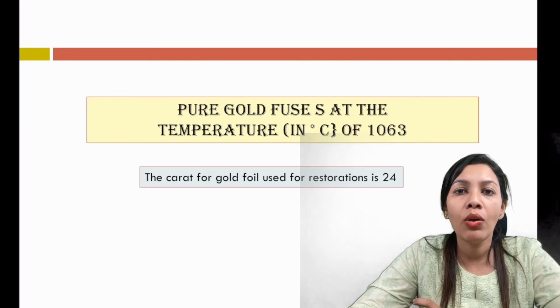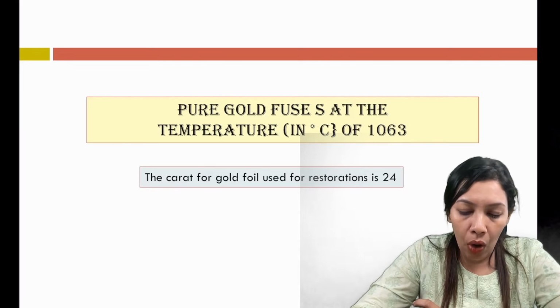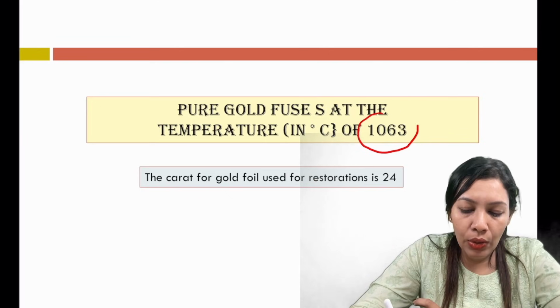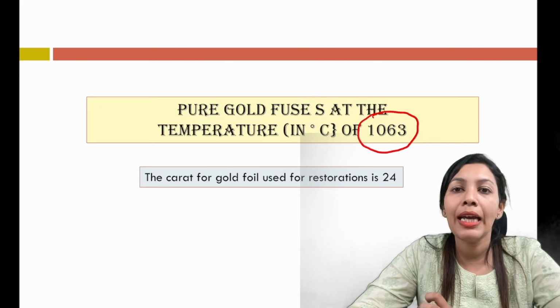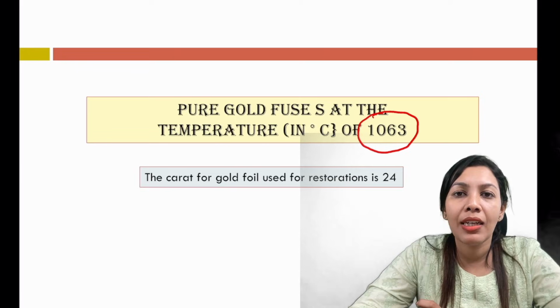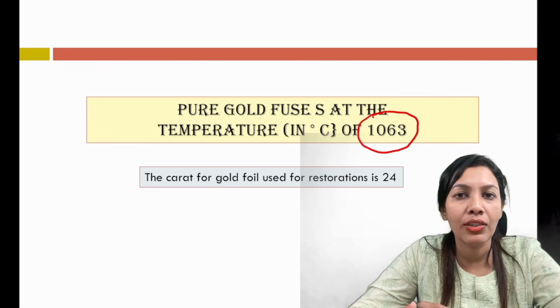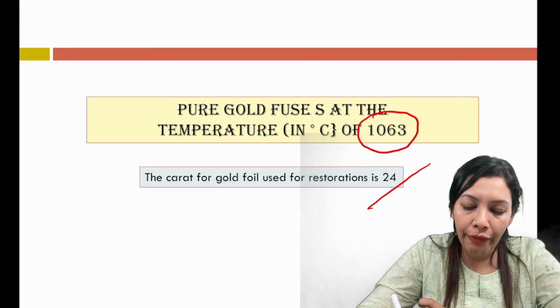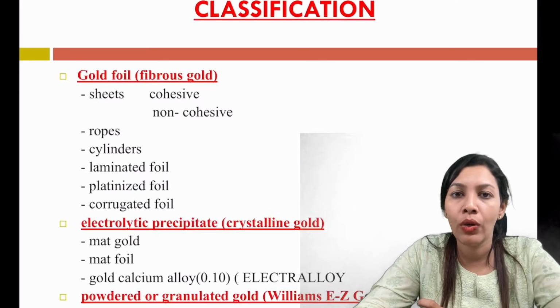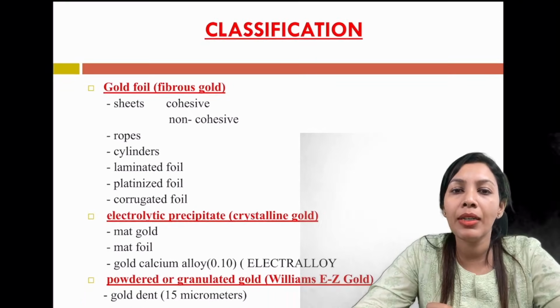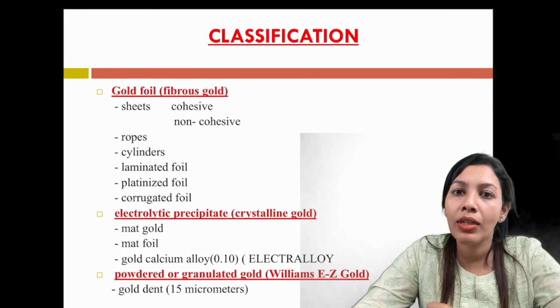Pure gold fuses at a temperature of 1063 degrees centigrade. This is the temperature at which pure gold starts to fuse. The carat of gold used for restoration is 24 carat. Now, talking about the classification, there are three important classifications.